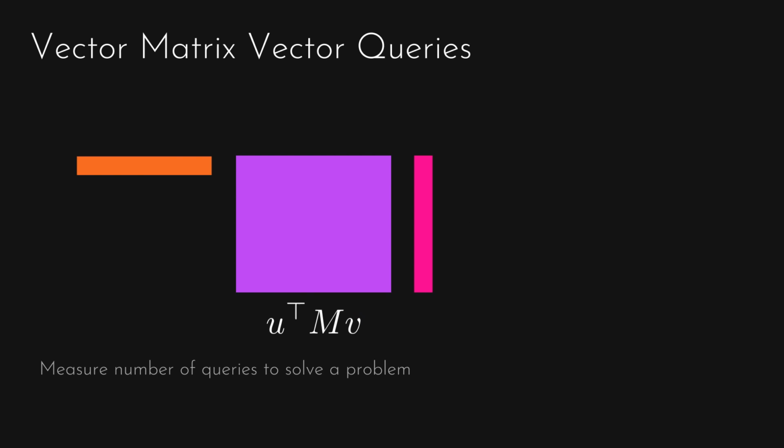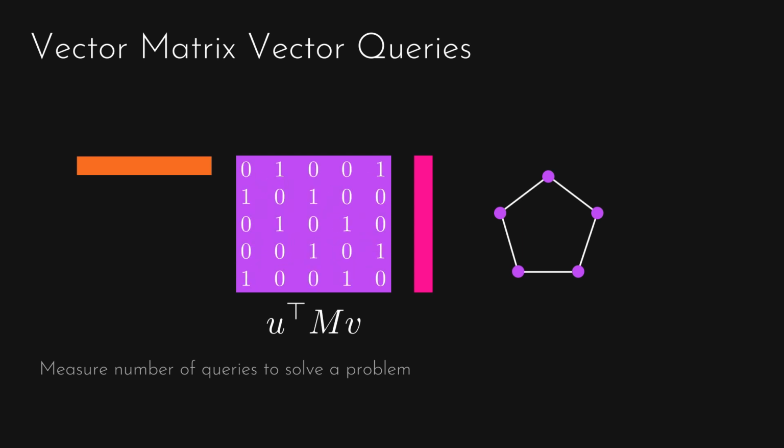For one, we can use UMV queries to simulate queries on graphs. Here M corresponds to the adjacency matrix, where a 1 indicates that an edge is present and a 0 means that there is no edge. If u and v are indicator vectors, then we get a single entry of the matrix. This tells us whether or not a certain edge is in the graph. As another example, we can set u to be an indicator vector and v to be the all ones vector. This reveals the degree of a vertex.